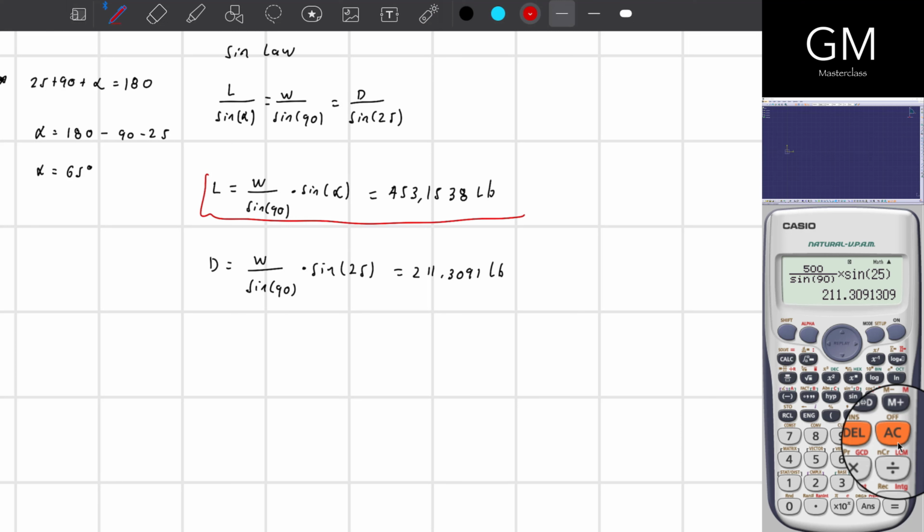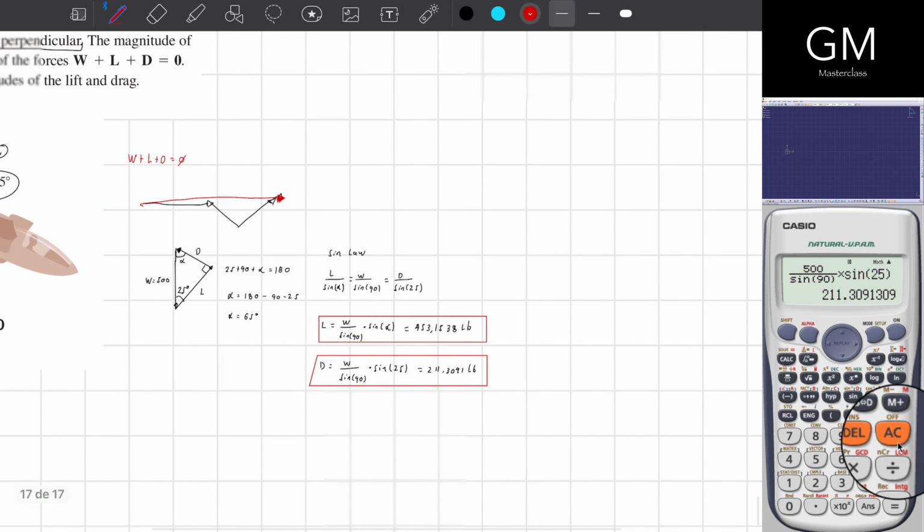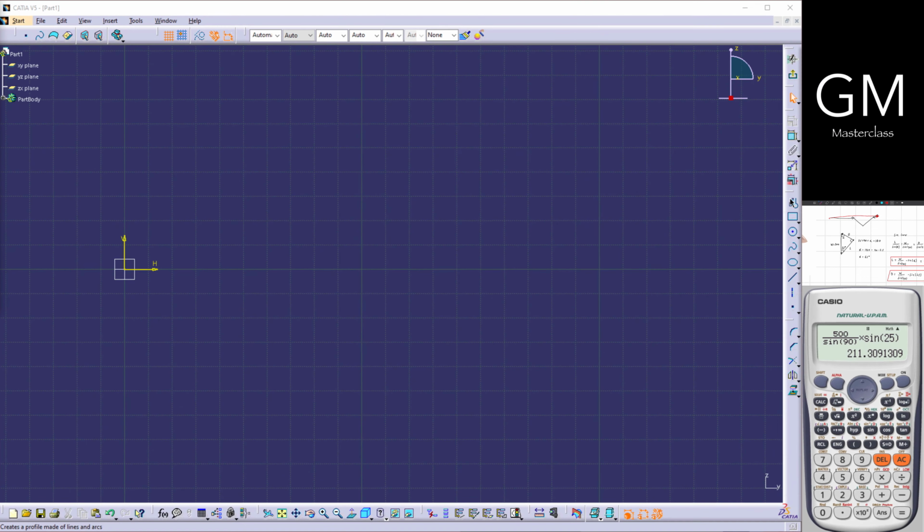And there is one way in which I can check that these are correct, and it is by using software. In this case, I'm going to use CATIA V5, and all I have to do is to create a shape of these three vectors. Right, then I'm going to constrain what I have right here.